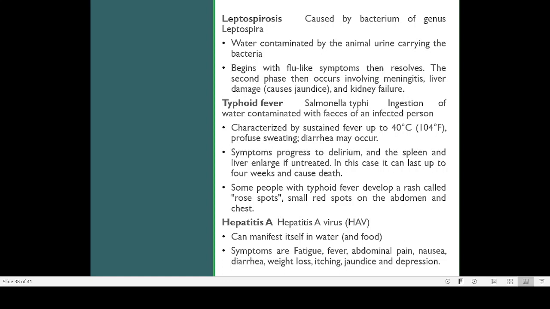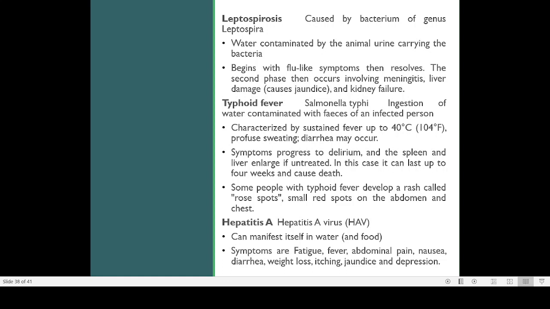This is leptospirosis. Water is contaminated by animal urine carrying the bacteria. The problem is that rats are very efficient in multiplying. If rats are present in the water, or if rats enter your water tank, they will pass urine, and the urine of rats and mice contains this bacteria called Leptospira. So it is caused by a bacteria known by the name Leptospira. That genus is responsible for this disease, known as leptospirosis, and it is also known as Weil's disease.